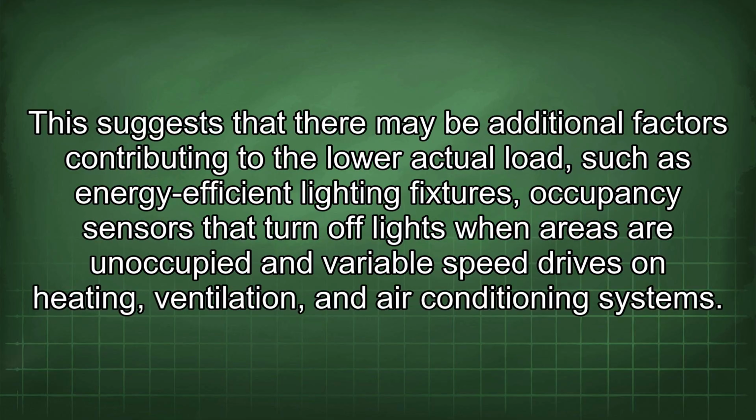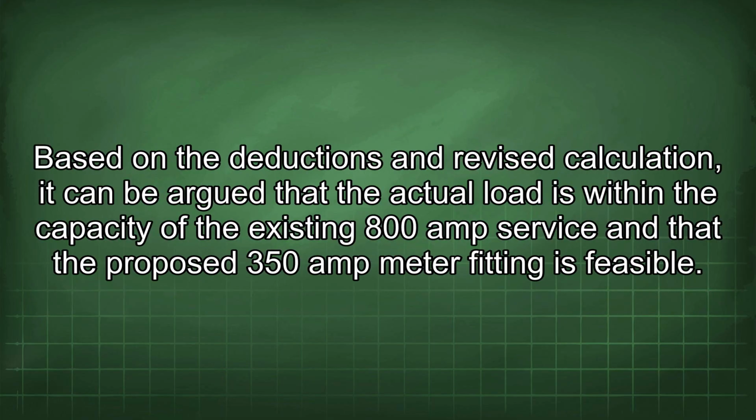This suggests that there may be additional factors contributing to the lower actual load, such as energy-efficient lighting fixtures, occupancy sensors that turn off lights when areas are unoccupied, and variable speed drives on heating, ventilation, and air conditioning systems. Based on the deductions and revised calculation, it can be argued that the actual load is within the capacity of the existing 800 amp service and that the proposed 350 amp meter fitting is feasible.